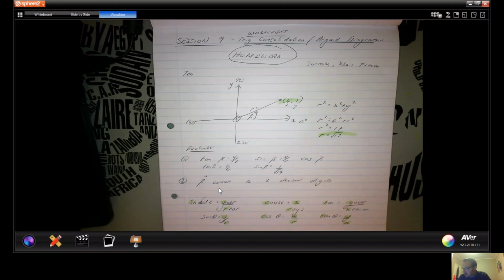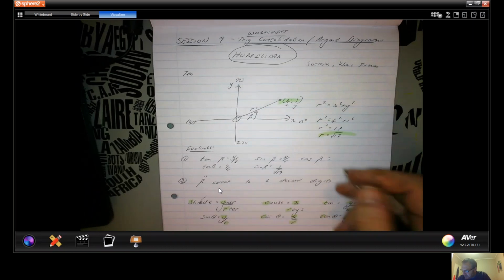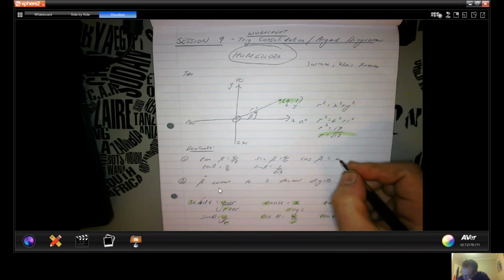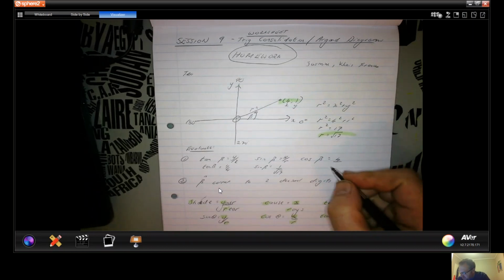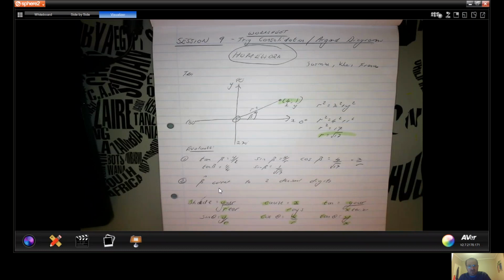And then last, cos beta, well, cos is equal to the x-coordinate over the radius. The x-coordinate for this angle beta is 4, and the radius is root 17. So your answer is going to be, because cos is x over r, so cos beta is equal to 4 over root 17.